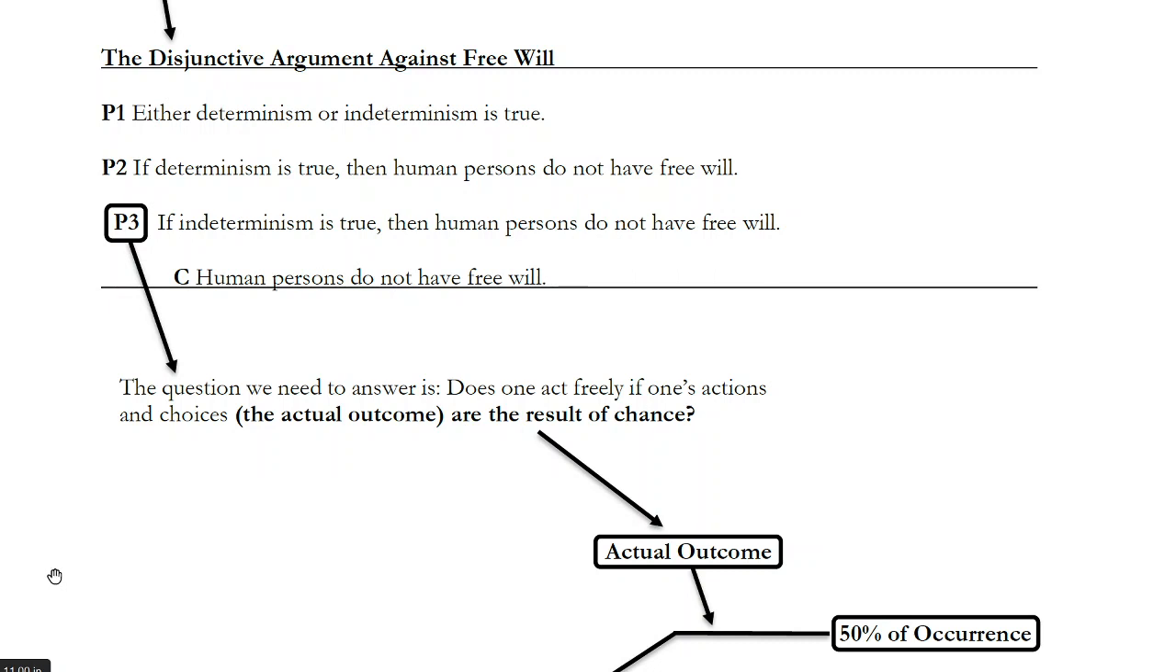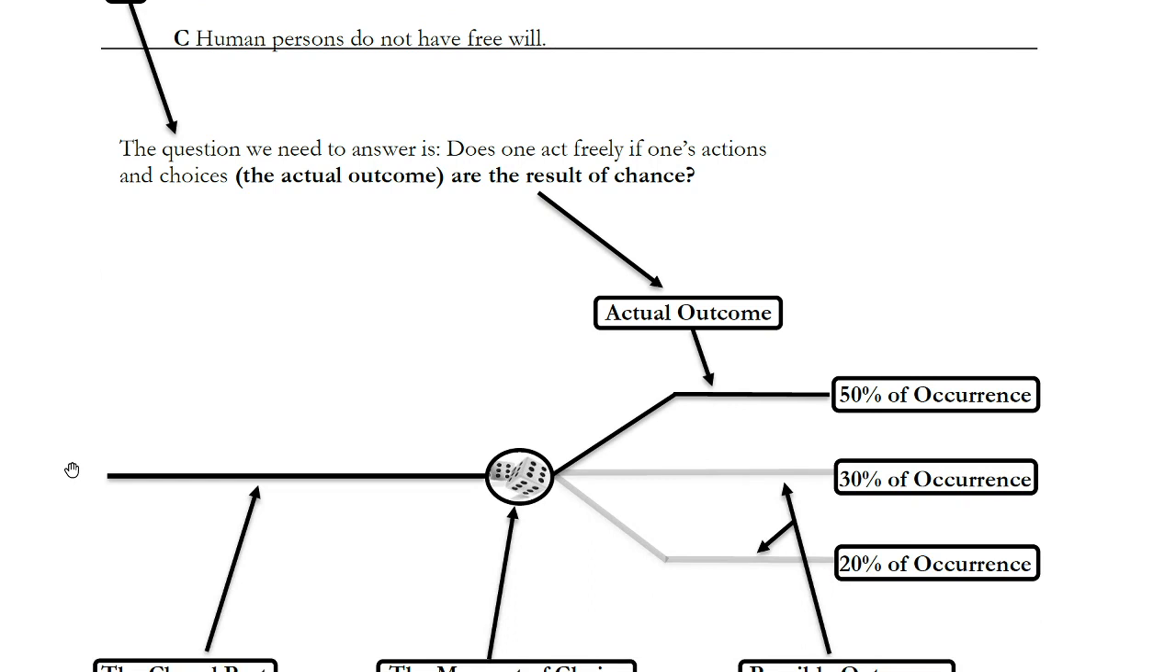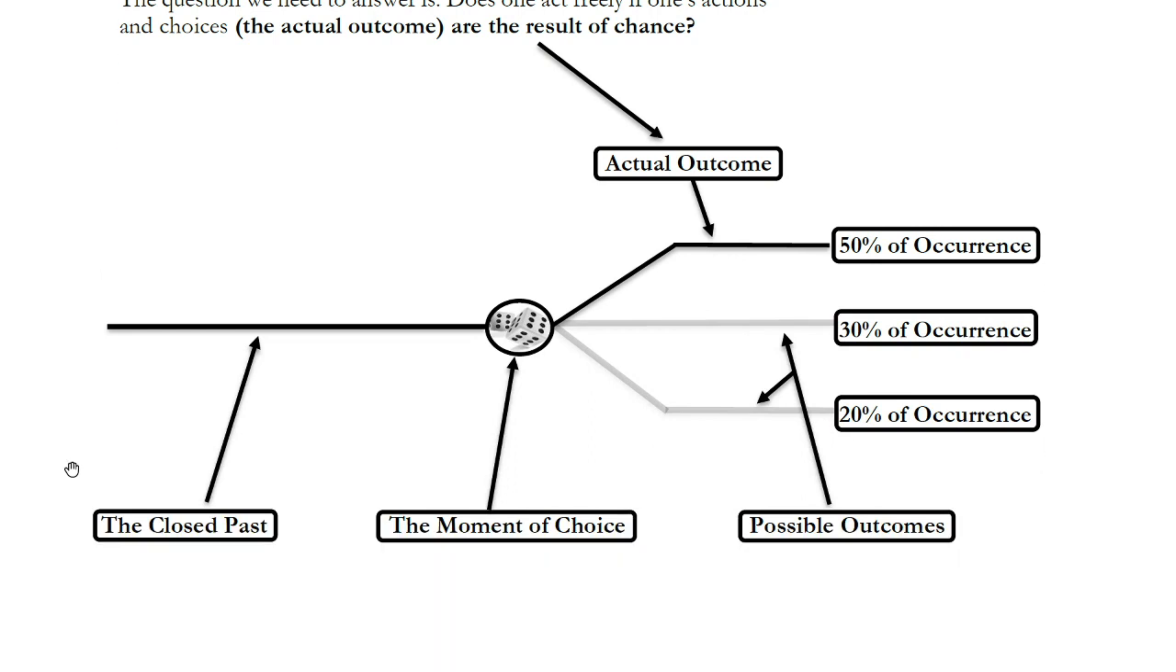So, to understand this point, we need to think about indeterminism in a little more detail. And again, remember what it says about the choices you make. At the moment of choice, there is an actual outcome that comes about. It might even be the most likely outcome. But there were other outcomes possible, and those also had a certain probability attached to them.